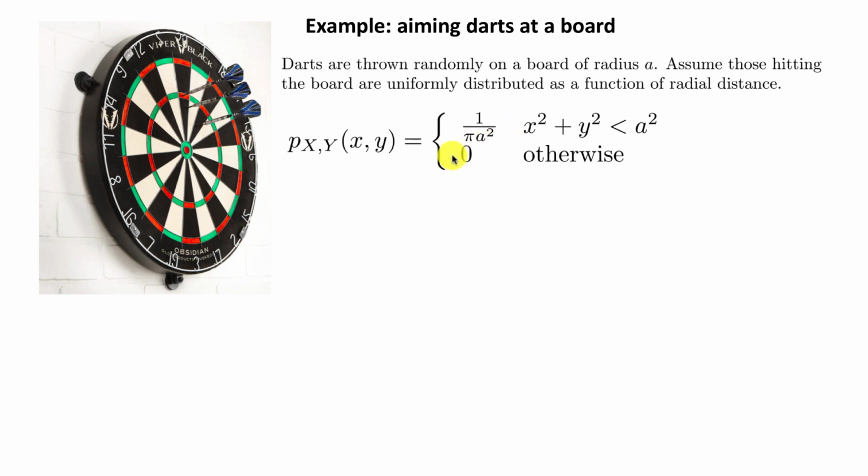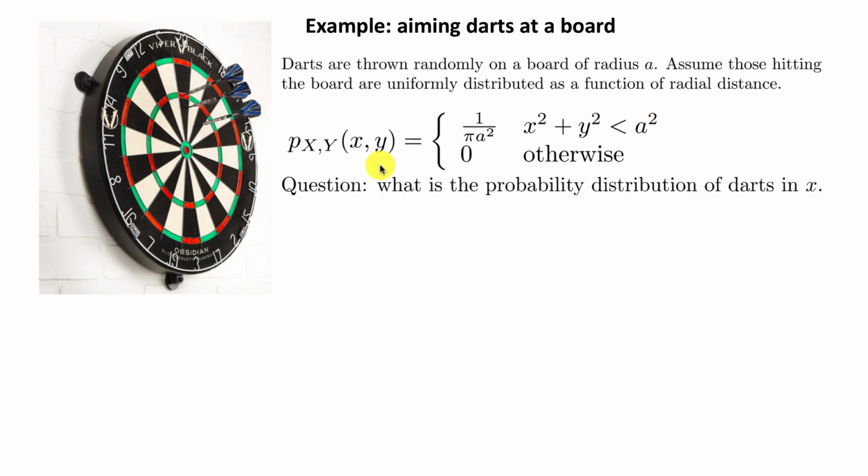And of course, we are limiting ourselves to darts that have arrived on the board, and so obviously this P has to be 0 if this condition is not met. In other words, if that dart has missed the dartboard. We are now asked a very specific question. What is the probability distribution of darts in X?